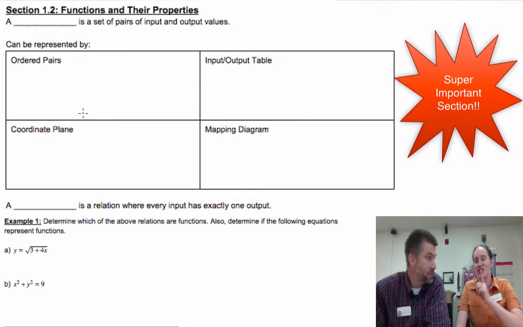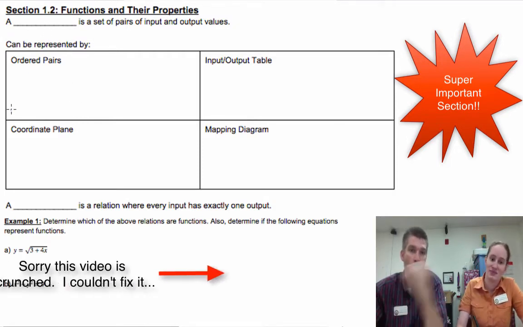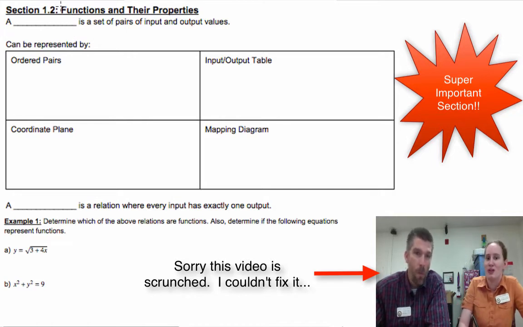Section 1.2, functions and their properties. This is like the most important section of the year. Basically, what she said. Okay, starting off, a blank is a set of pairs of input and output values.